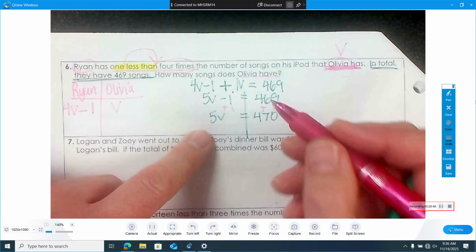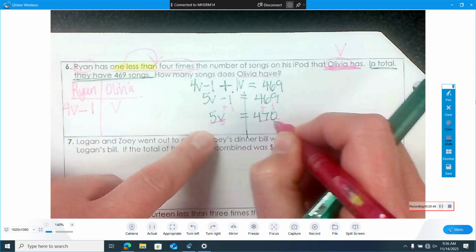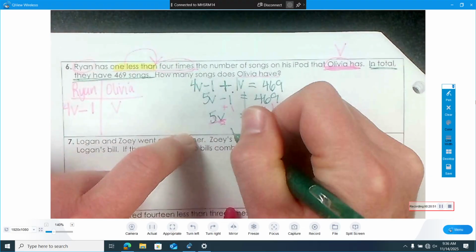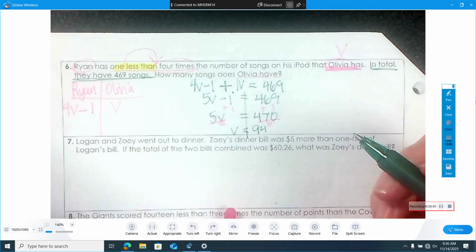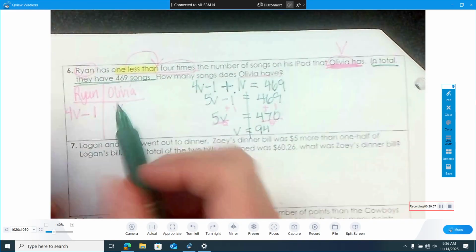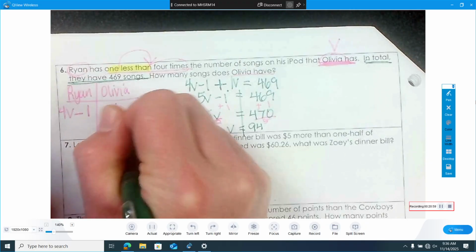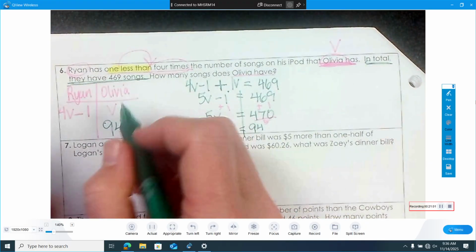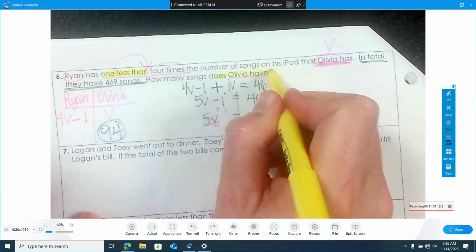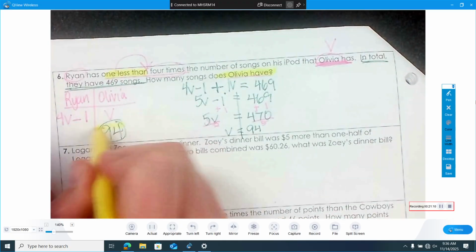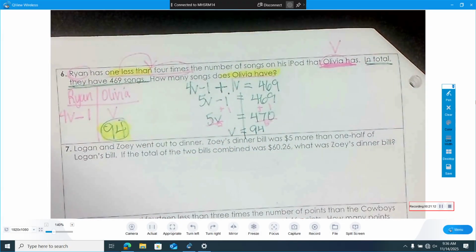And then divide by 5. Divide by 5. So we get V equals 94. Very good. All right, now we know Olivia had 94. Oh, hey. That's the question. Do we need to find Ryan's songs? No. How many songs did Olivia have? That was the question. Olivia has 94.